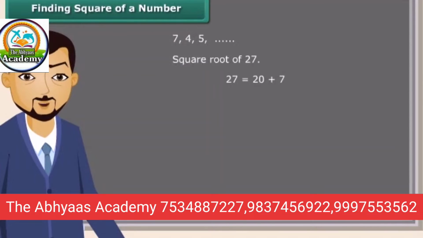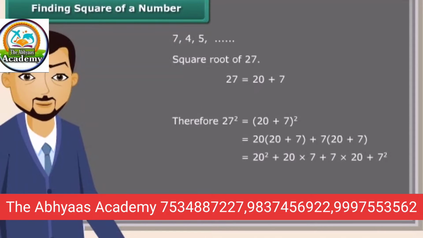We know 27 is a sum of 20 and 7. Therefore, a square of 27 is equal to (20 + 7)² is equal to 20 into 20 plus 7 plus 7 into 20 plus 7, which is equal to 20² plus 20 into 7 plus 7 into 20 plus 7², which is equal to 400 plus 140 plus 140 plus 49, which is equal to 729.